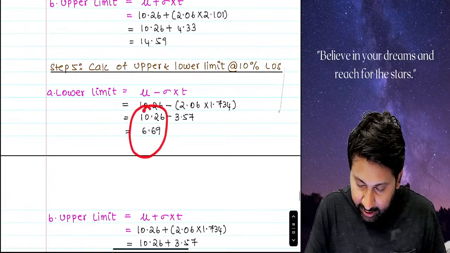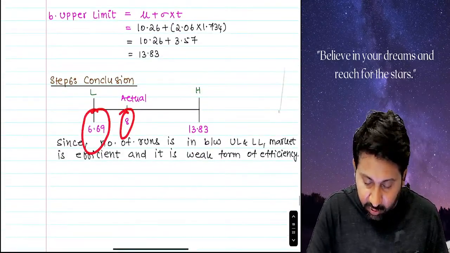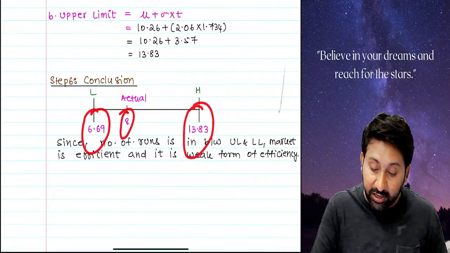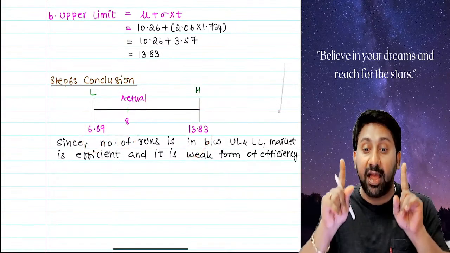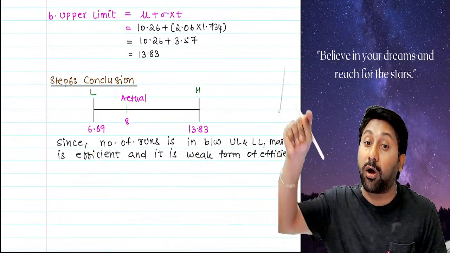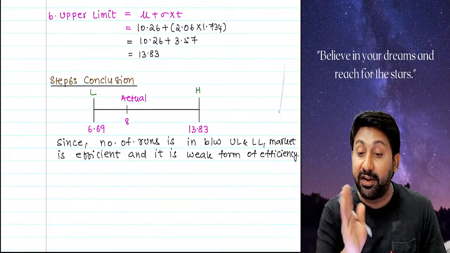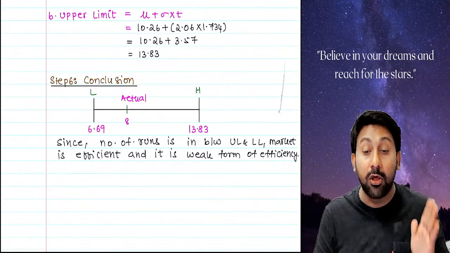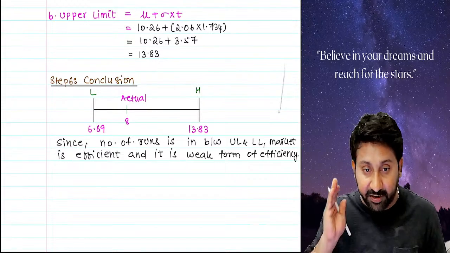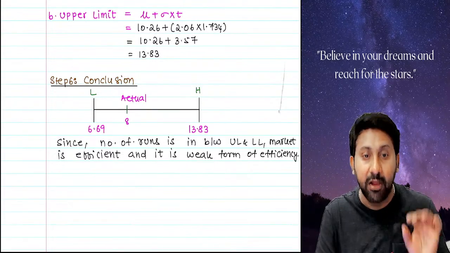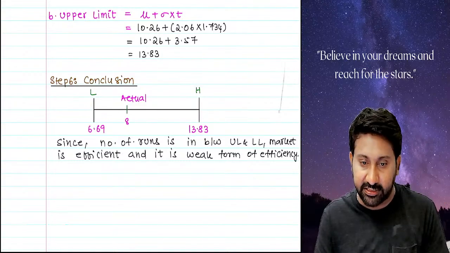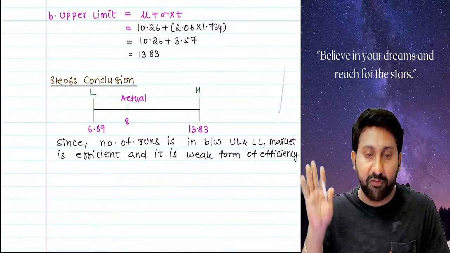At 10% level of significance, the lower limit is 6.69 and the higher limit is 13.83. The actual runs are 8. If the actual runs you got are between the lower limit and upper limit, somewhere in the middle of both, we call it an efficient market and weak form of efficiency.